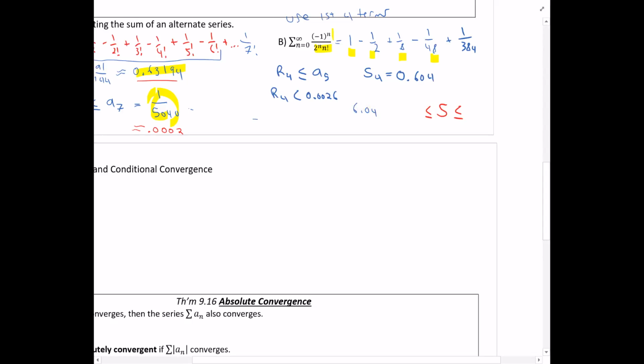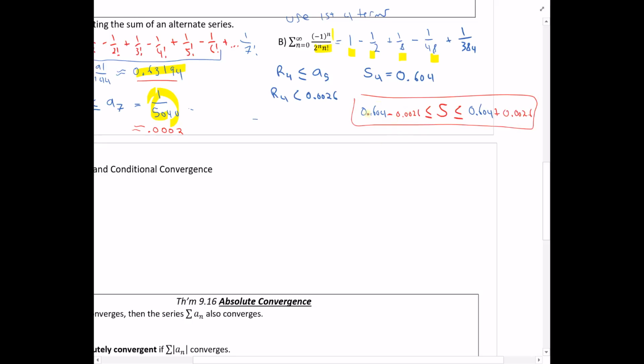So our actual sum, which is going to be S, must be greater than our fourth partial sum minus our remainder, which is 0.0026, and it must be less than our fourth partial sum plus our remainder, which is plus 0.0026, right? And so this will give us a good estimate of what our real sum is, right? It gives us error bounds, right?